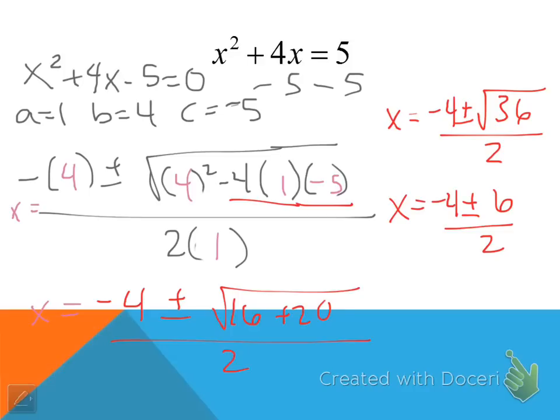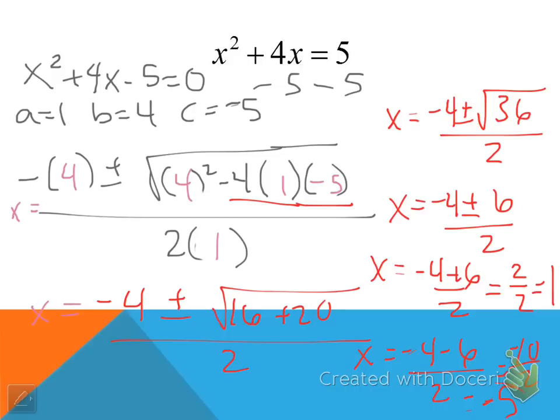Okay? And now we have to split it up. So we have x equals (negative 4 plus 6) over 2, and x equals (negative 4 minus 6) over 2. So negative 4 plus 6 is 2. 2 over 2 is 1. Negative 4 minus 6 is negative 10, so we get negative 5. So our x-intercepts for this are 1 and negative 5. So it's crossing my x-intercept at 1 and negative 5. So if I'm asking for the solutions, the roots or the zeros, it's 1 and negative 5.